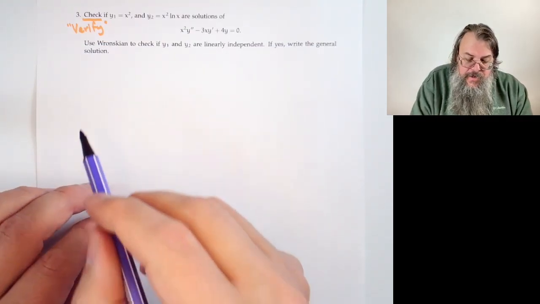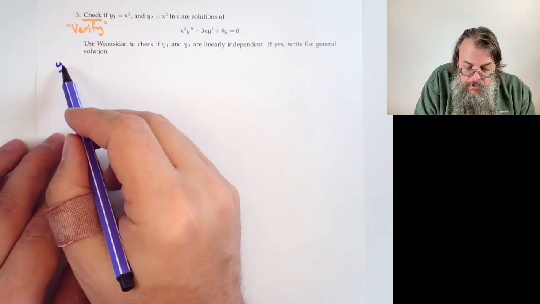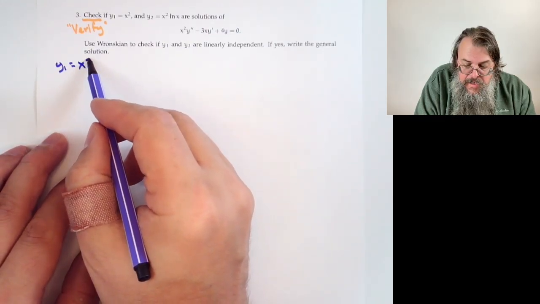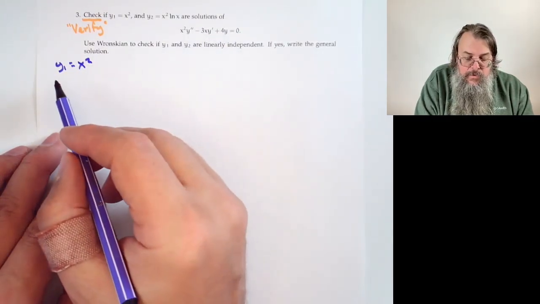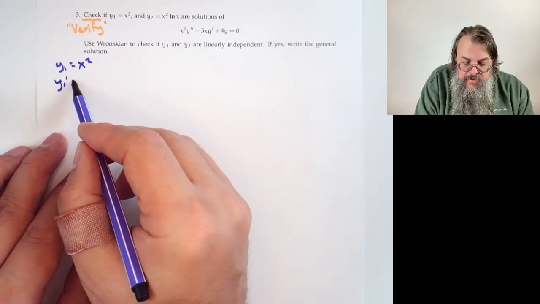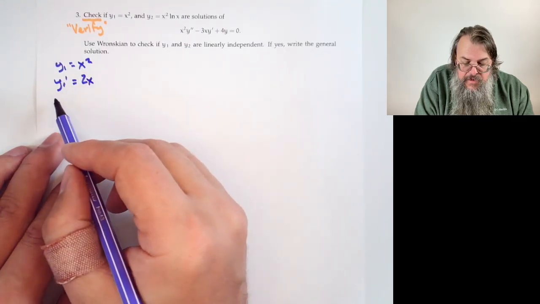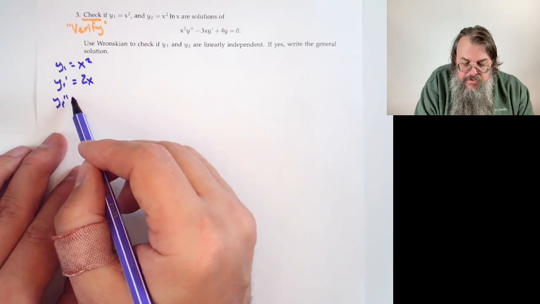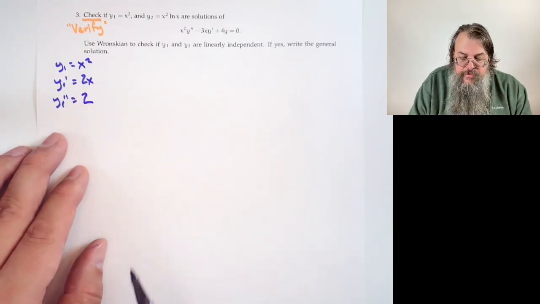We have two functions, so we'll start with y1. And because we're going to plug it in, we need to take the derivatives. So the derivative of x squared is 2x, and the derivative of 2x is 2.